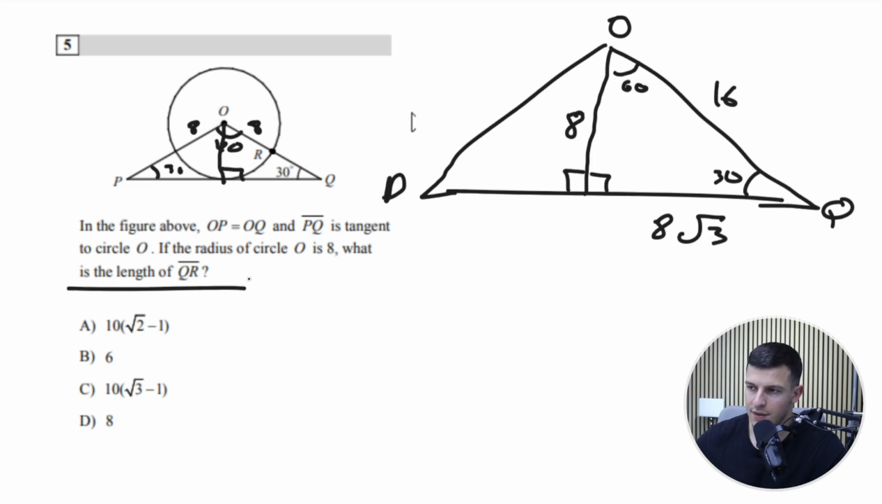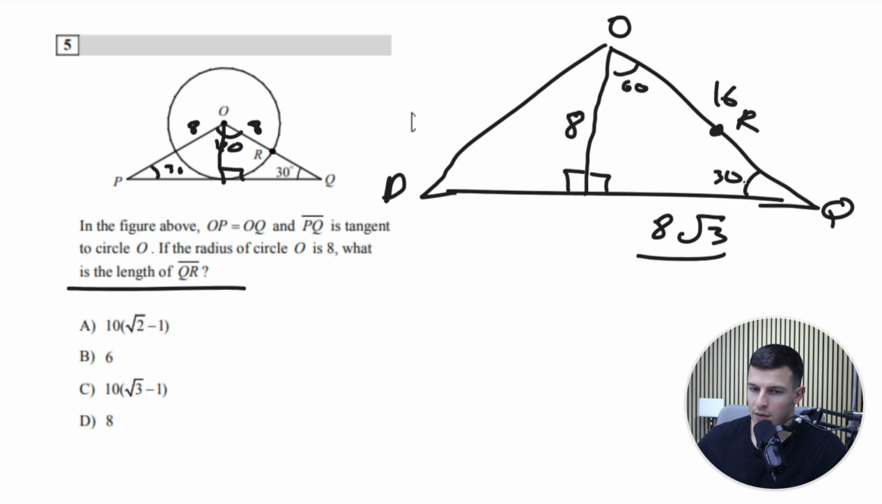The question says, what's the length of QR? QR, what's QR? QR is the distance, R is somewhere here, is this distance, okay? Now, I didn't even need to find this side, 8 square root of 3.